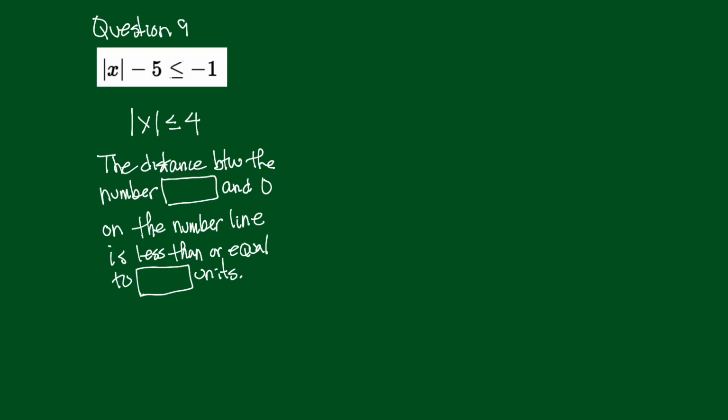So it's kind of like a template. You have two fields to fill in. So the distance between the number, that number is inside the absolute value. So for us it's x. So we're saying that the distance between the number x and 0 on the number line is not equal to 4 units, but less than or equal to 4 units. So that's what I wrote, less than or equal to, and then this is 4 units.